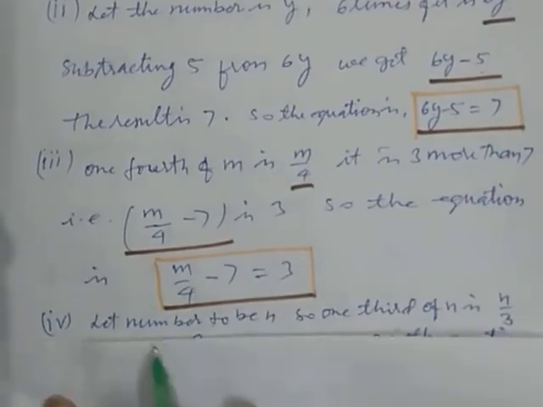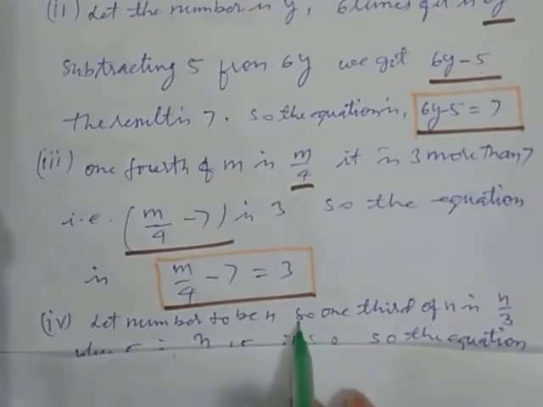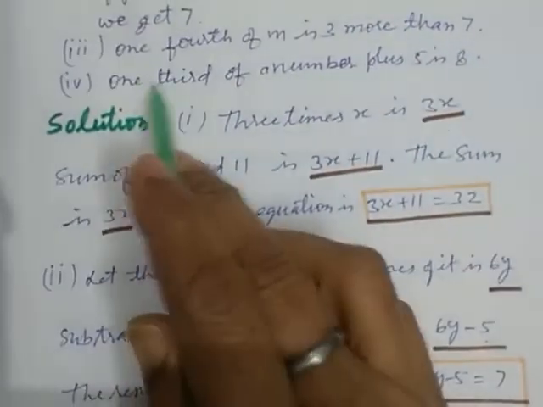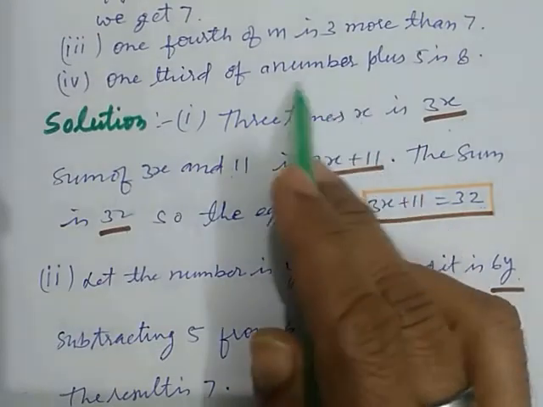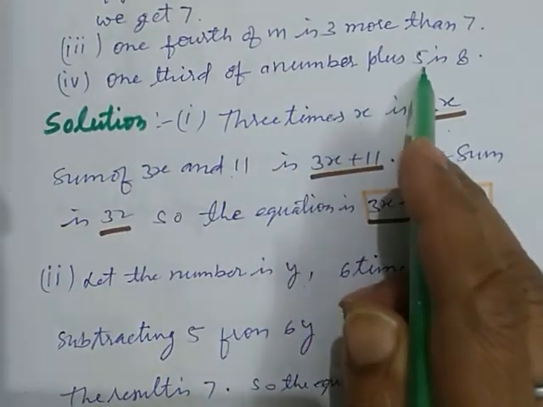Now we take the fourth. Here the condition is 1/3 of a number. Let the number be n. Then 1/3 of n plus 5 is 8.